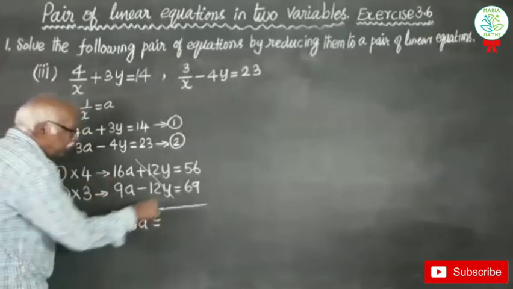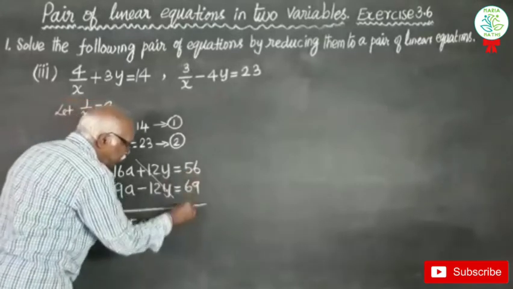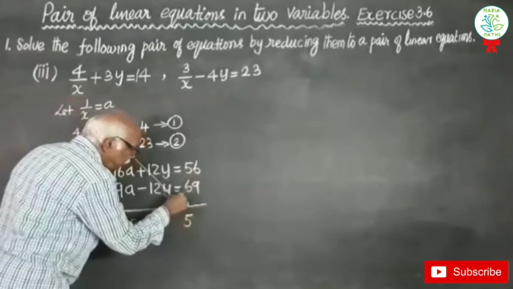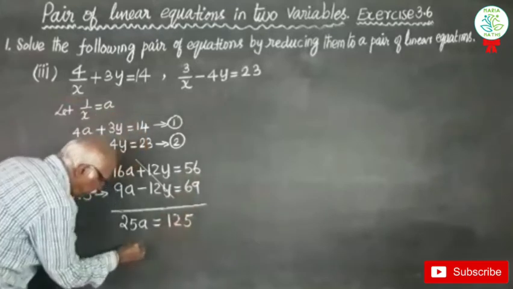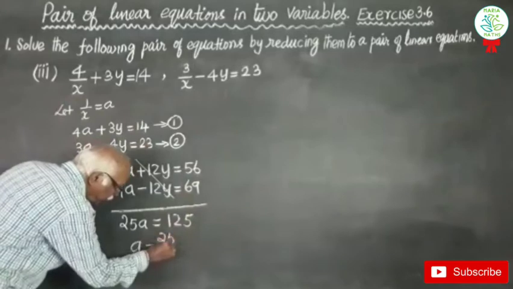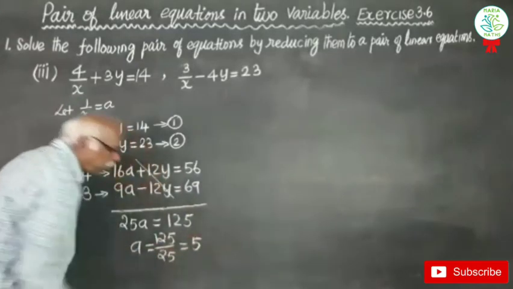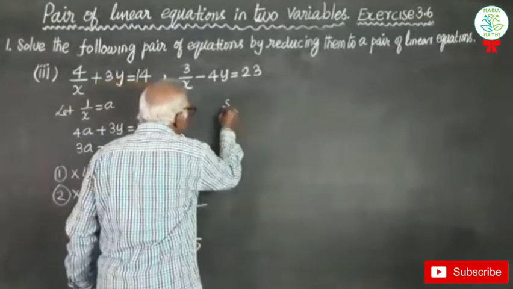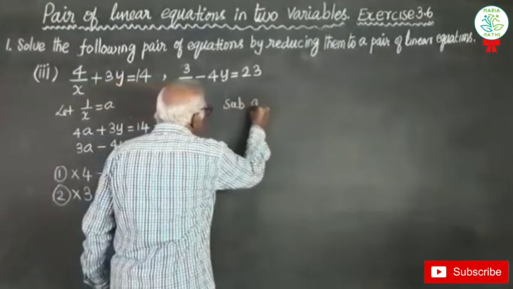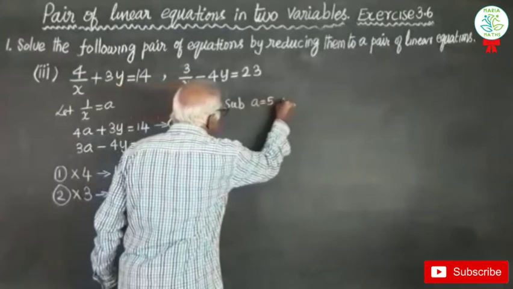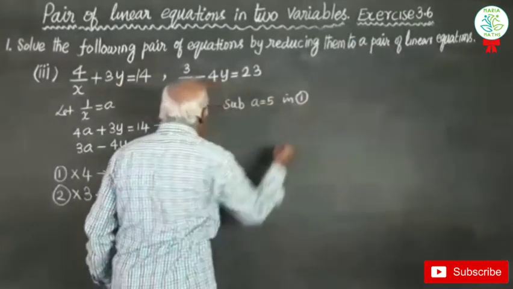This is 25a. Sir, 5, 15, 7, 12, 125. a equal to 125 by 25 equal to 5. So we got a equal to 5. Substitute in the first equation.